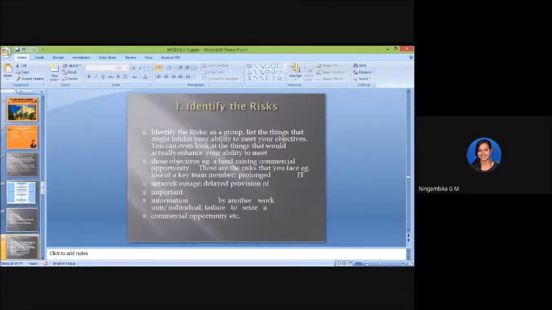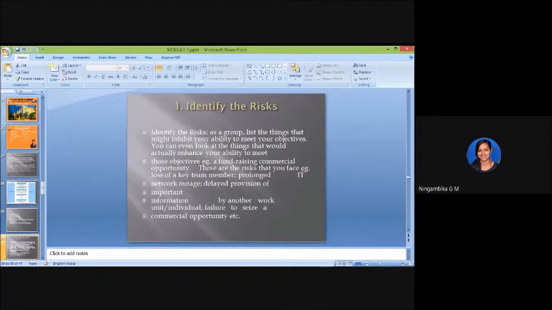Identify the risk. This is the first step in risk management, where they try to understand how the risk is going to happen, what the risk might be. Example, there is one quoted here: fundraising a commercial opportunity. If you're starting to build a building, the first issue will be the location. For purchasing the location, you should have some fund, right? So raising a fund would be a problem, right? That might be a risk, identifying it. And these are the risks that you face. Example, loss of key team members, prolonged network outage, delayed provision of important information, etc.